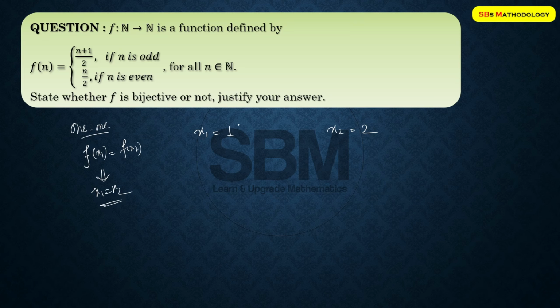Now as x1 is 1, and we know that 1 is odd, then as per the function's definition, f(x1) will be (x1 + 1)/2. That is, the first condition will be satisfied. The first condition says that if an odd number is taken, then (n+1)/2 is the function's output. So x1 is 1, so (1+1)/2, which is 2/2, that is 1. So f(x1) equals 1.